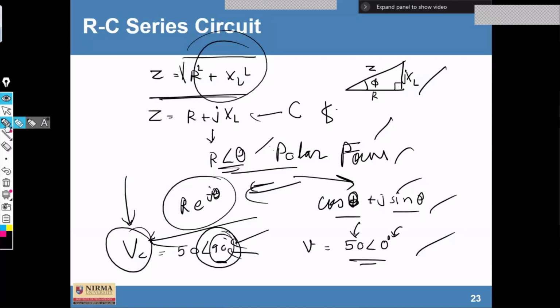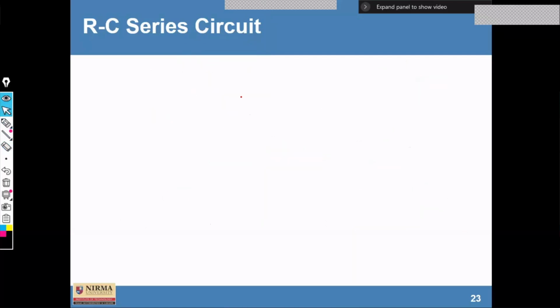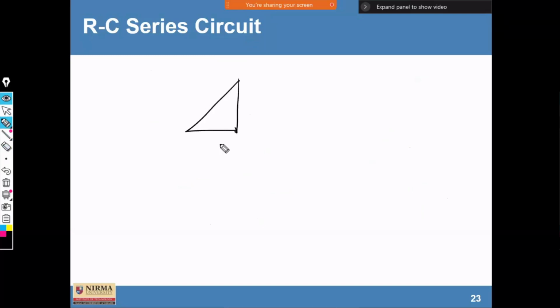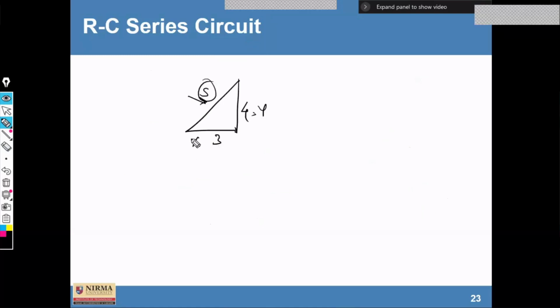Suppose we know a very simple triangle having values of 3 and 4 here. We know that the resultant answer is 5. Clear? So if this is 3 and this is 4, x is 3 and y is 4, or we can say R is 3 and XL is 4. Clear? We know that this is 5.